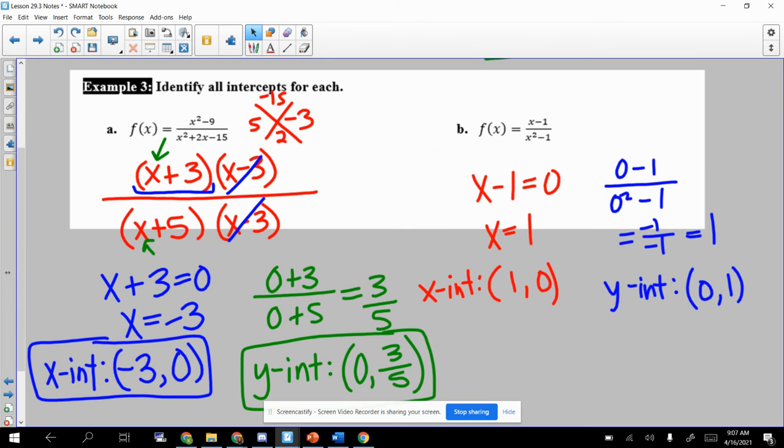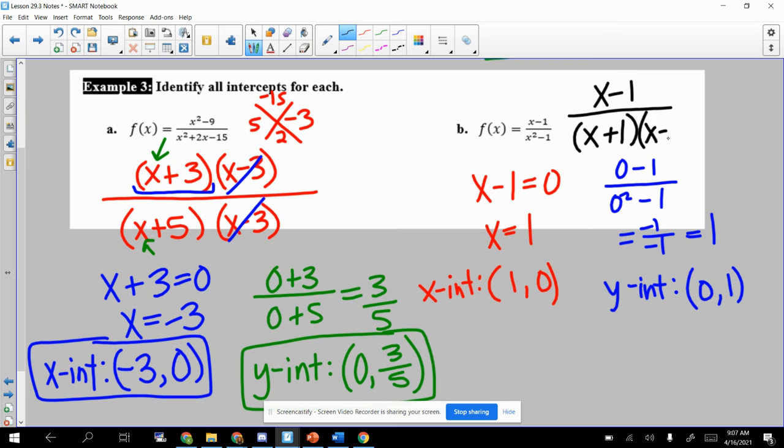Okay, and this is what you should have gotten. So again, if I were to have factored this, it would look like x minus 1 over x plus 1, x minus 1. So those would cancel, and you're left with just 1 over x plus 1.